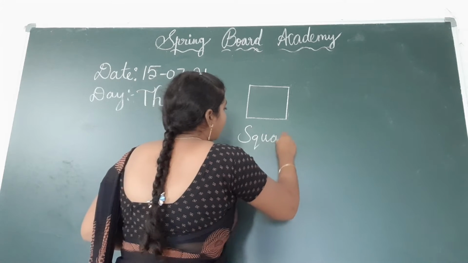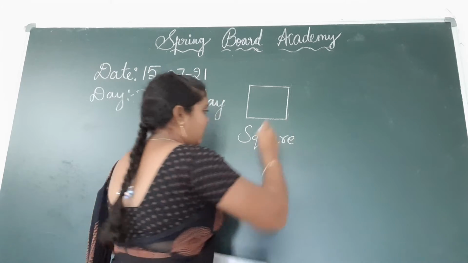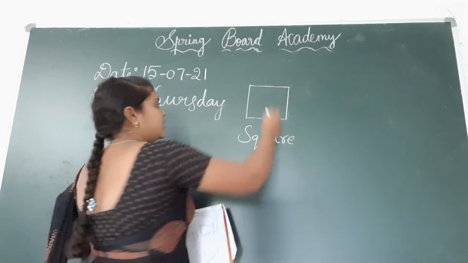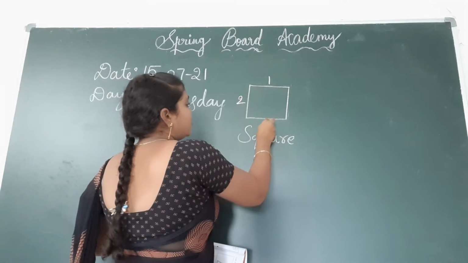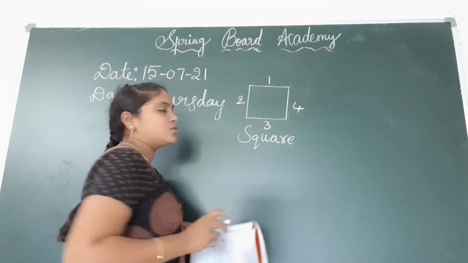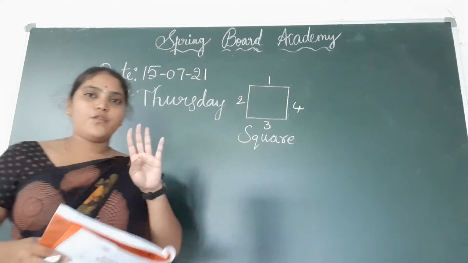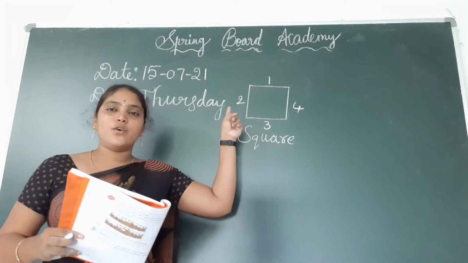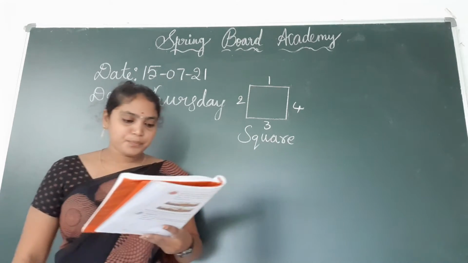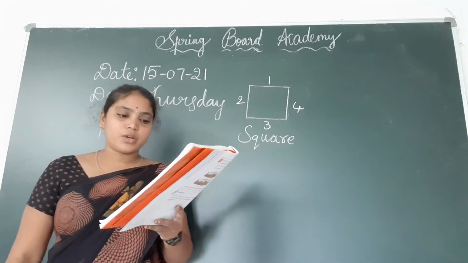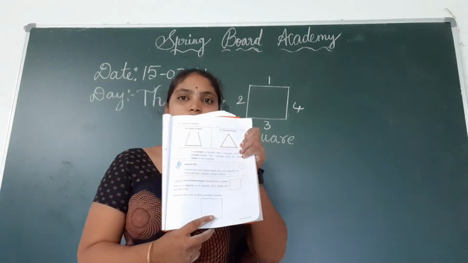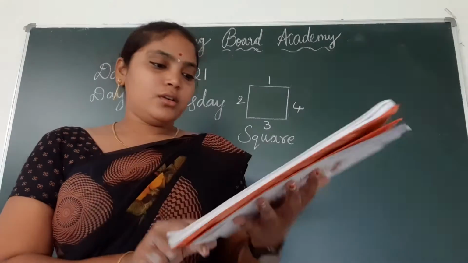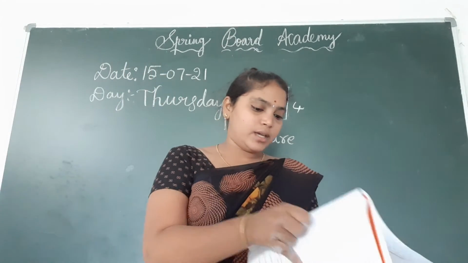In a square, all sides are equal. All 4 sides are equally long. This is 1, 2, 3, 4. So a square is formed by 4 straight lines, and these 4 straight lines are called the 4 sides of the square. Now join the dots to draw another square. Here is another square, children, and you have to join the dots to draw another square.